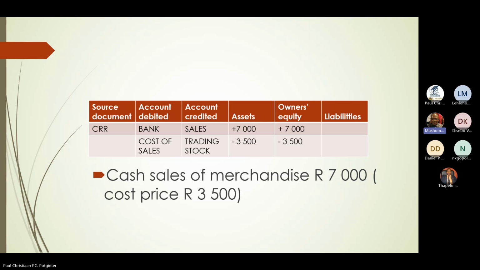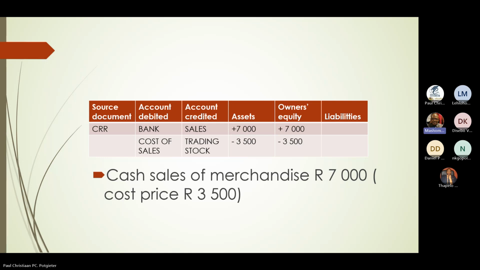Then the contra account will be sales. Remember, sales falls under the nominal account section. It forms part and parcel of owner's equity. Then it means it has a positive impact on the owner's equity. It means the owner's equity will increase by the same amount, 7,000.